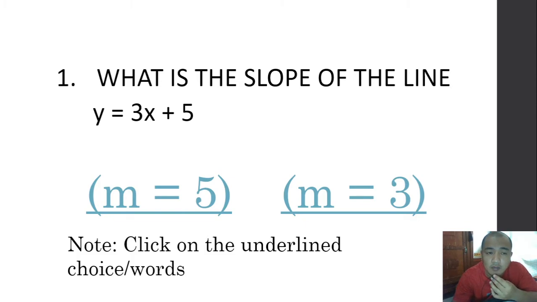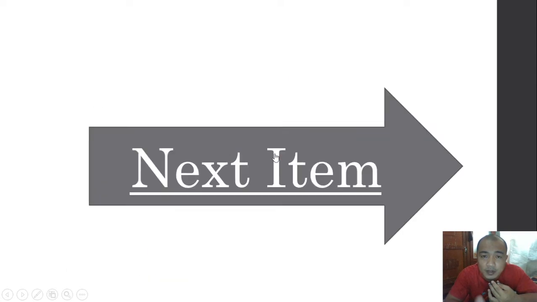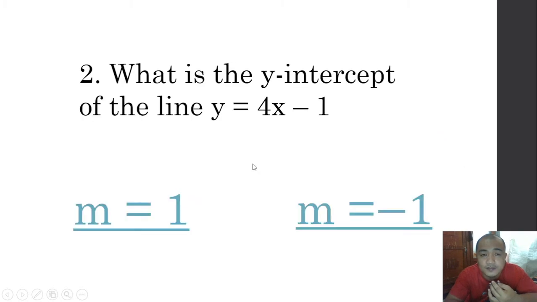We have here some questions from the previous lessons. What is the slope of the line y equals 3x plus 5? We have here choices 5 and 3. Since this is in the form y equals mx plus b, the slope is positive 3, while 5 is the y-intercept. So the slope is not 5, it should be positive 3. Very good. Next item.